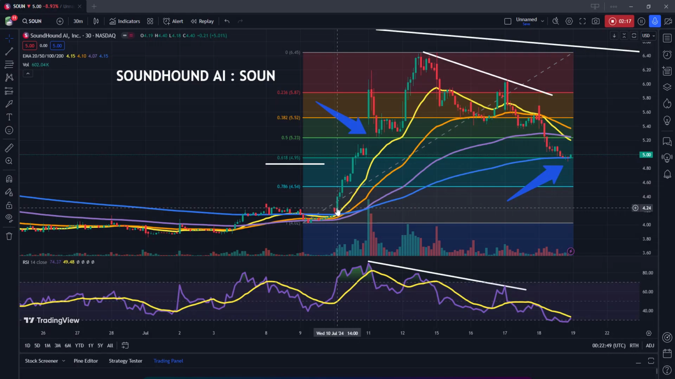So currently, we can see that prices quite quickly fell through this 23.6% Fibonacci retracement. That would be this red zone up here, which came in at roughly $5.87. This was a significant price break because, as you can see, the yellow line here coincides with this area. That's the 20-period exponential moving average. So it did take a fair amount of selling pressure to force prices through this level.